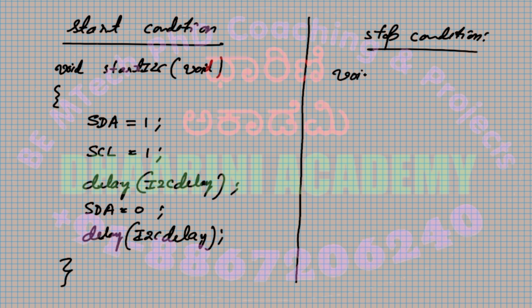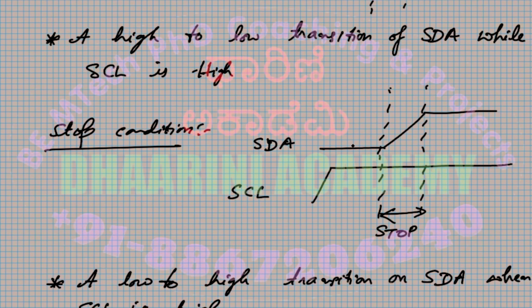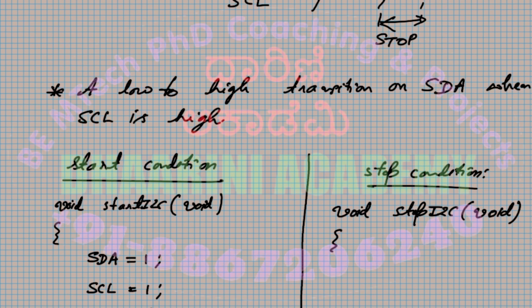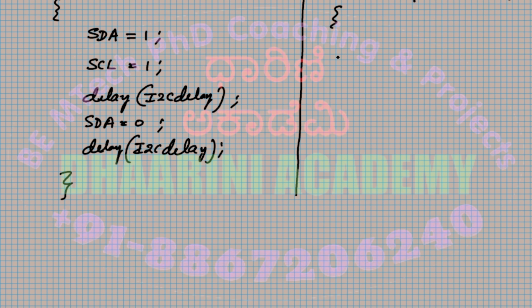This is void. I'll call stop I2C. Again, you're not passing any variable to this function. It's void. Now let's go back and check the condition that I need to remember. Both will be low initially, maybe. You have to make sure that whenever the SDA goes low to high, SCL should be high. You can start with a low or a high condition on SCL, it doesn't matter. So here I'll start with both being low.